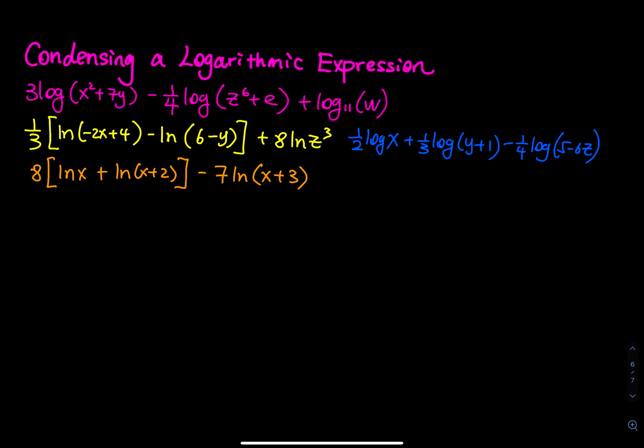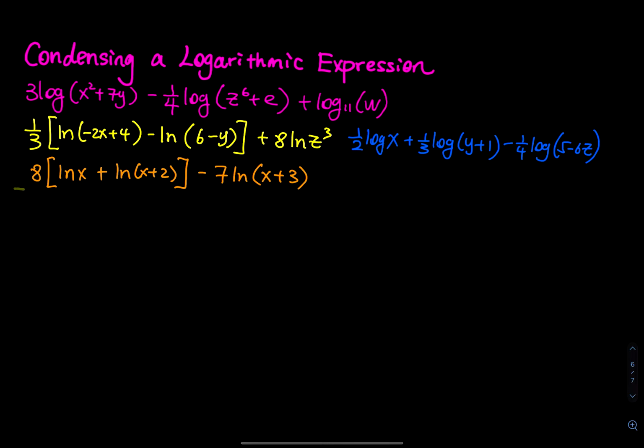There are 4 logarithmic expressions. I want you to condense each of them to one single term, if that is possible. So the first one, we have 3 times log of x squared plus 7y. So what we can do immediately is we can do this.